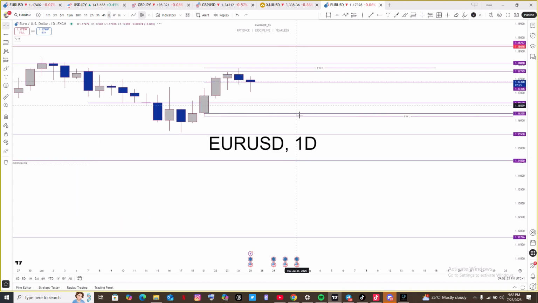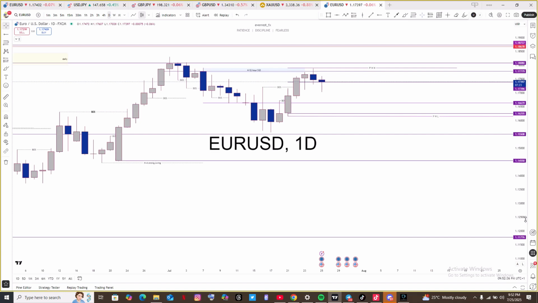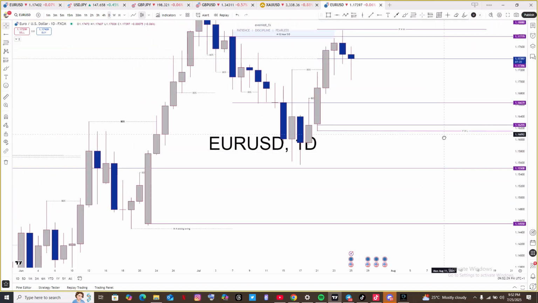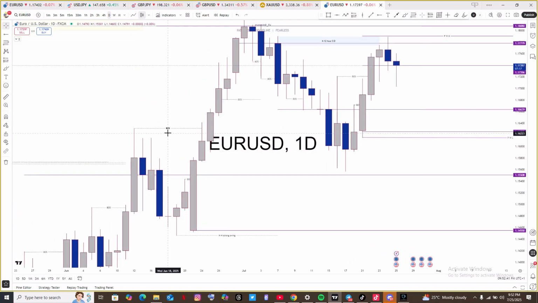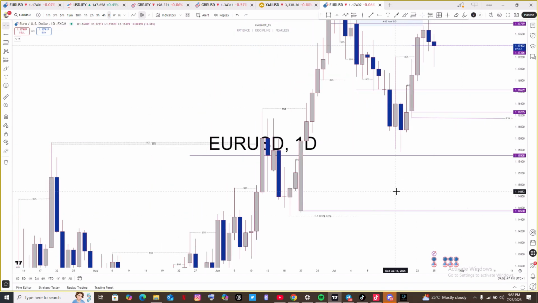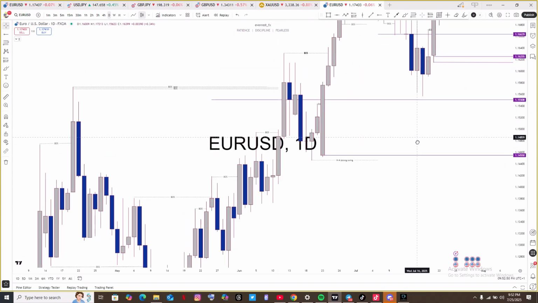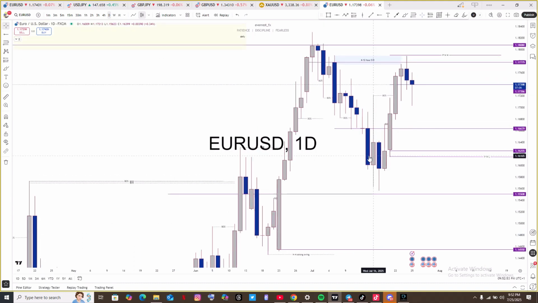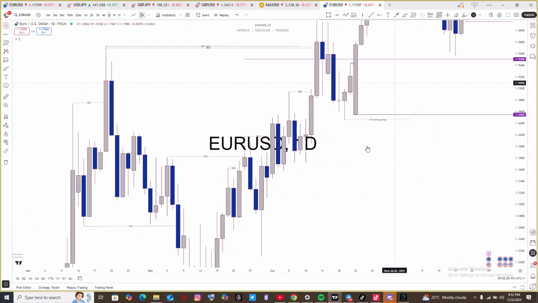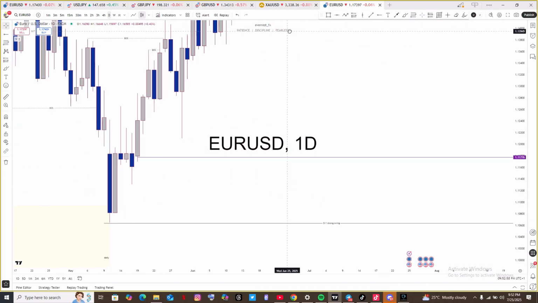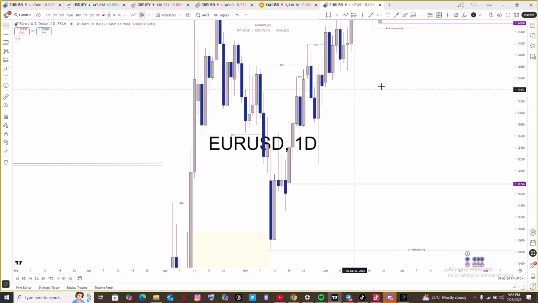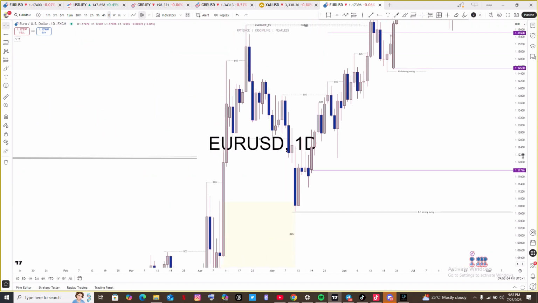Let's go to our daily time frame and see what's happening there. On our daily time frame, we have a break of structure here, making this a strong 4-hour swing. Okay, let's look for a daily swing. This is our daily swing here.